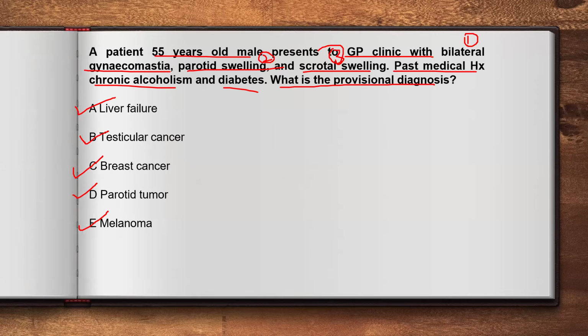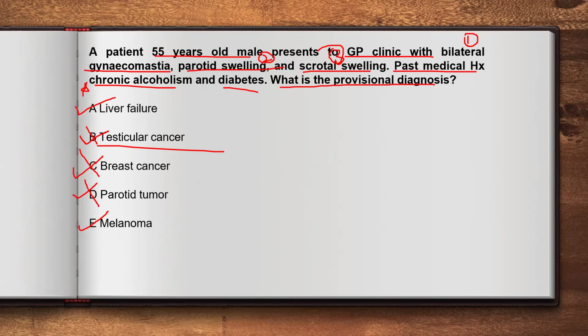So the patient is having a stigmata of symptoms. Bilateral gynecomastia, parotid swelling, scrotal swelling means there is edema in the body. Very important clue they have given you that the patient had chronic alcoholism. Chronic alcoholism leads to chronic liver disease. Very good. Patient is having liver failure basically. Testicular cancer can present with scrotal swelling, can cause gynecomastia, but it doesn't cause parotid swelling. Breast cancer can cause gynecomastia, parotid swelling, but it's not related with the scrotal swelling.